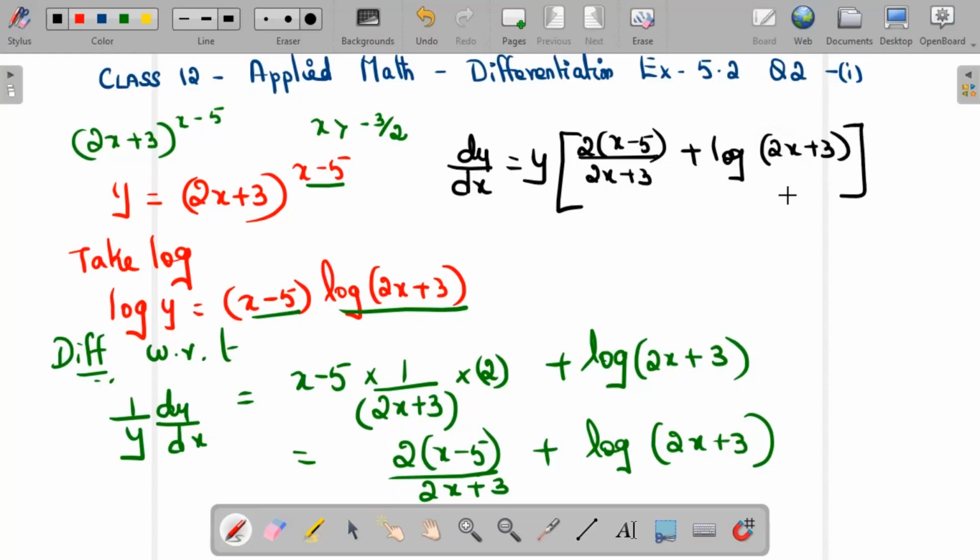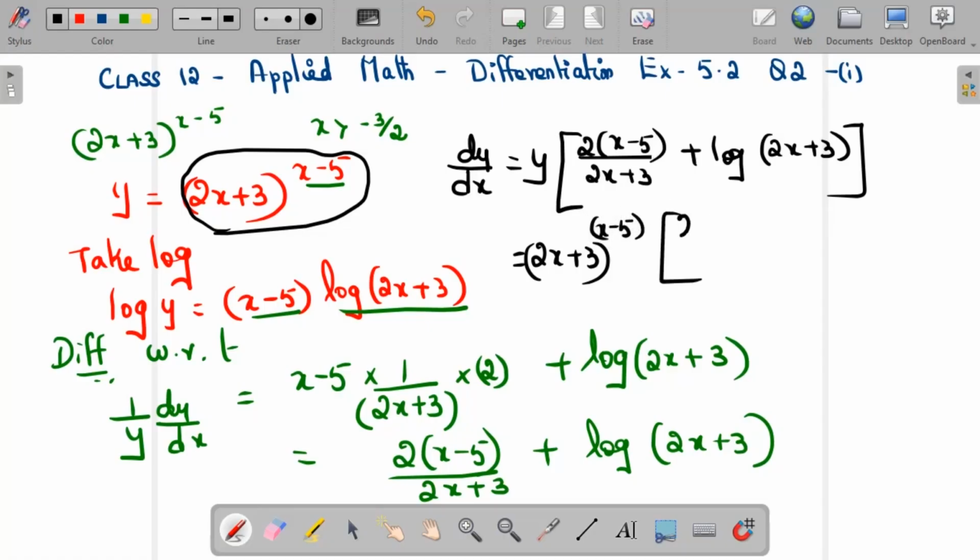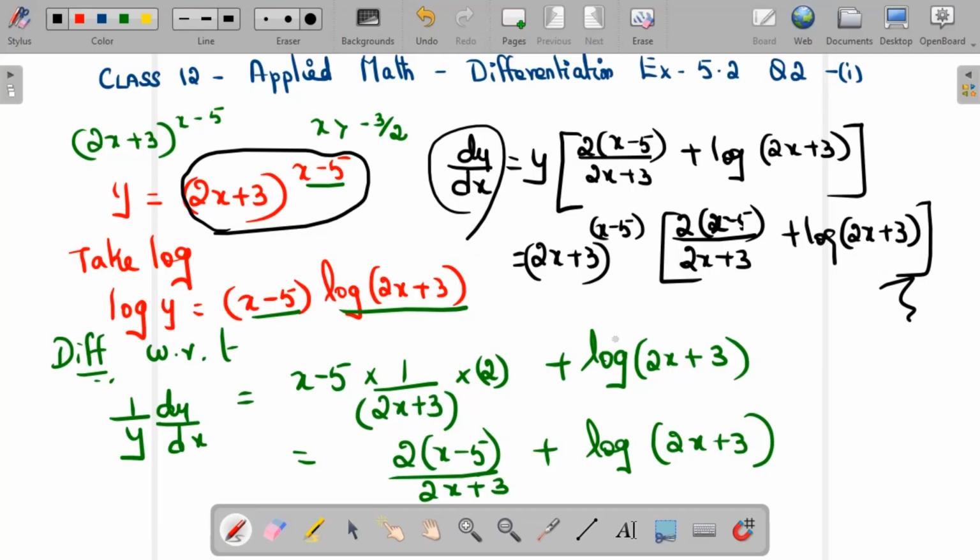Now, y is the new variable that you introduced to differentiate the input function. The actual value of y is (2x + 3)^(x - 5). So let's substitute here. So this is (2x + 3)^(x - 5), and in the open bracket, you write what you have taken, which is 2(x - 5) divided by (2x + 3) plus log of (2x + 3). So this is the final answer for the computation of dy/dx.